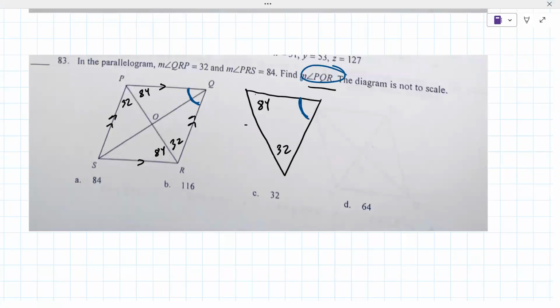There's that angle right there. What could you use to find that angle? Well, it has to equal 180, right? So you would just add 84 and 32 and subtract from 180. You got it. So it'd be 64.